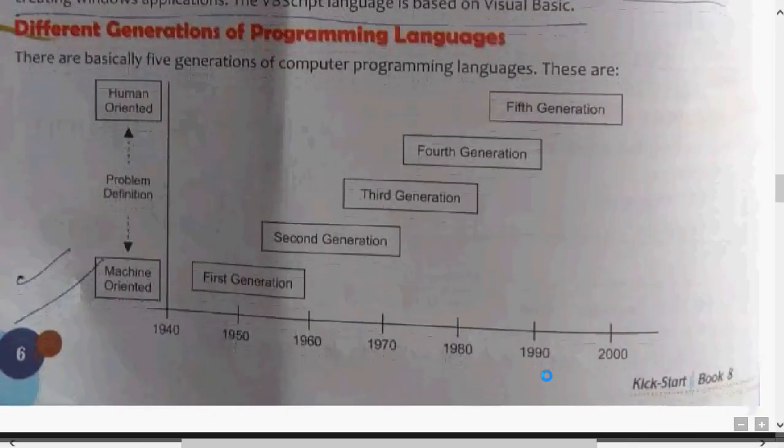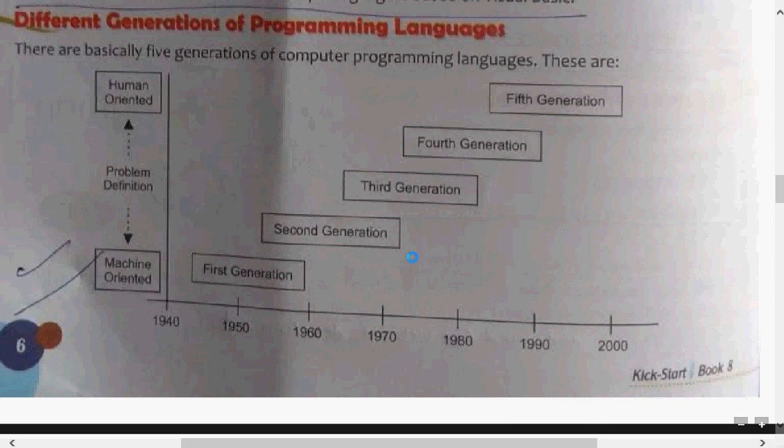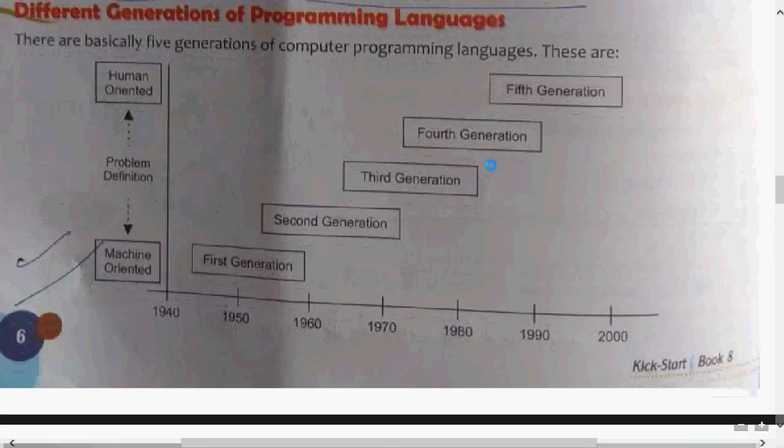Here are the different generations of programming languages. There are basically 5 generations of computer programming languages. These are human oriented. If we look at the years, approximately in 1940 programming languages started with the first generation, which was more machine oriented. The second generation is less machine oriented, and the 5th generation is completely human oriented. And you can see the dates, the years, here.